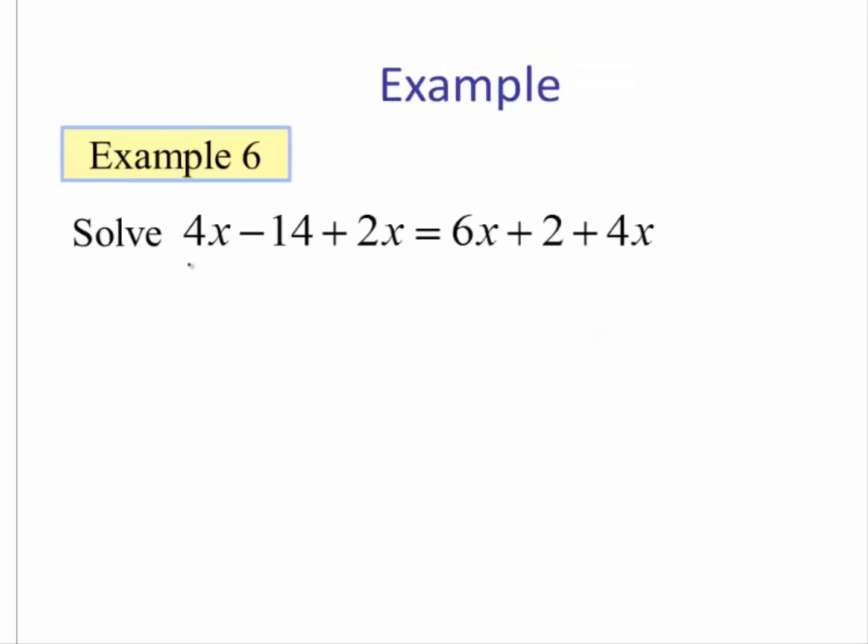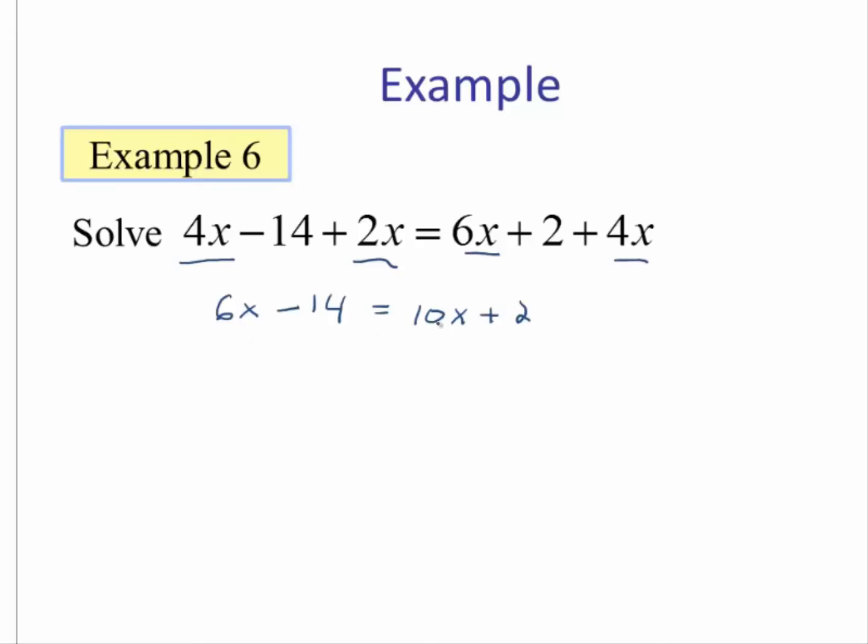Our first step is to combine like terms. We have 4x and 2x. That becomes 6x minus 14. In this case, we have 6x and 4x on this side of the equal sign, which becomes 10x plus 2.